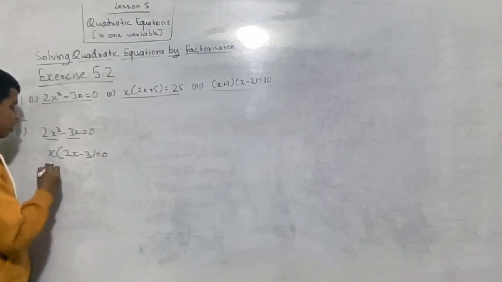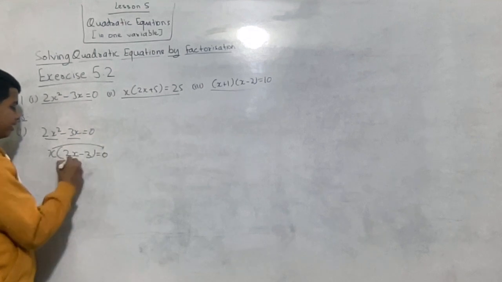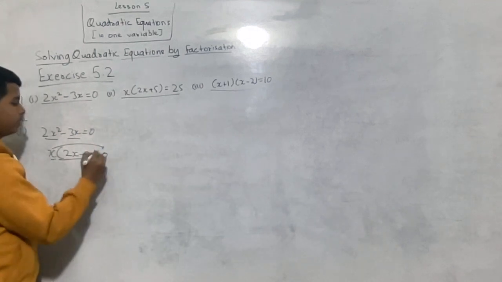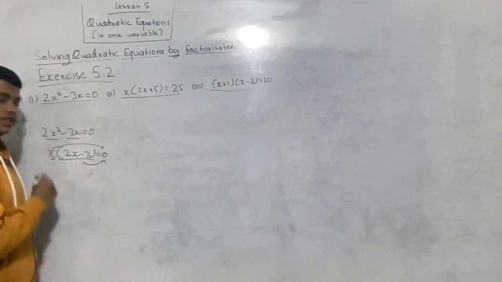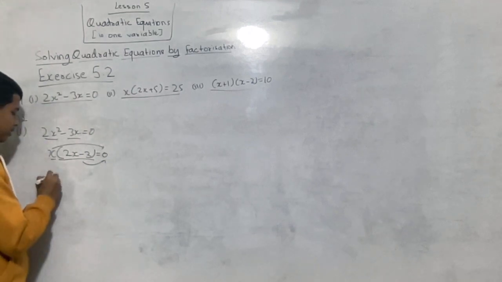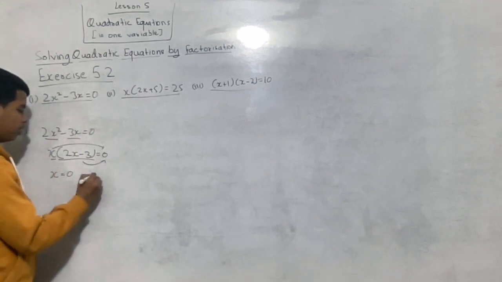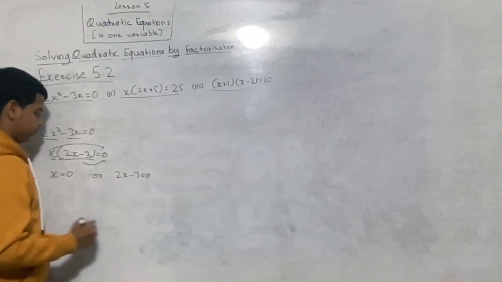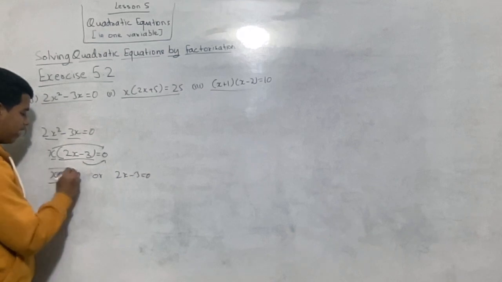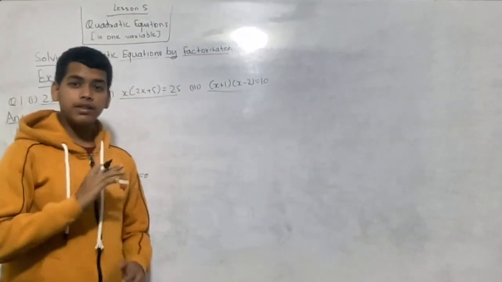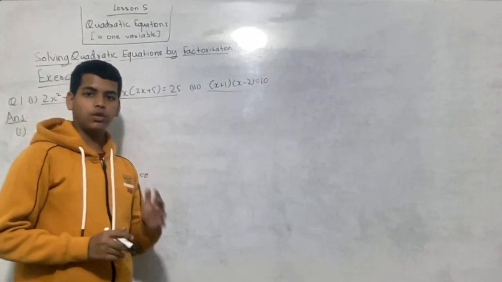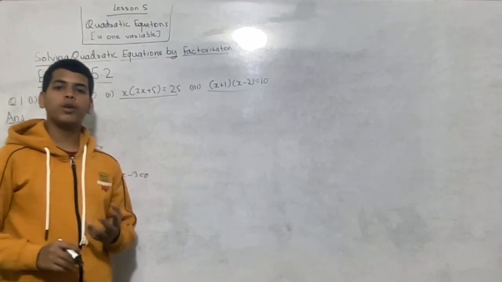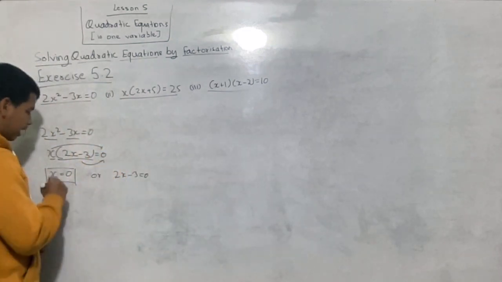Here we can use the zero product rule. You can see that x into this is 1 and the second term into this is 0. So we can use the zero product rule to say that x is equals to 0 or 2x minus 3 is equals to 0. Here we got one value of x, which is 0. Now remember this important thing: there are always two solutions of a quadratic equation. So here x is equals to 0.